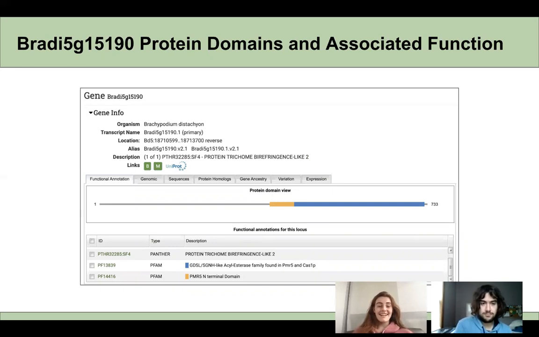Similarly, the trichome birefringence-like 2 family plays a role in the acetylation of cell wall polymers and also plays a role in freezing stress.